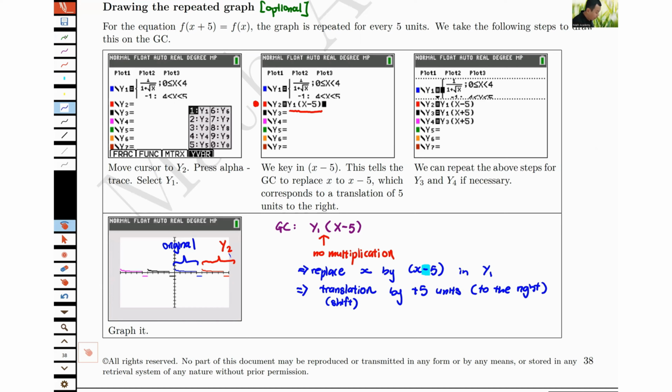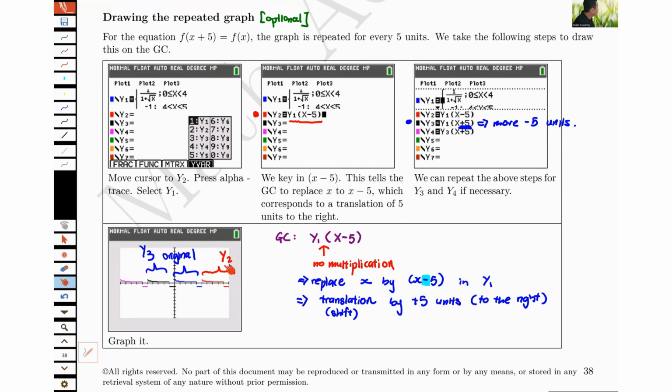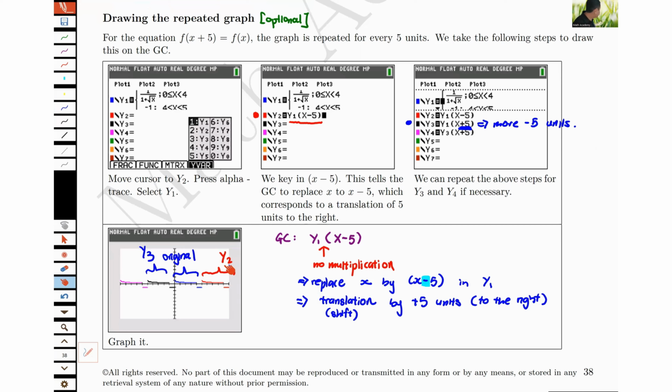So logically, what happens if you need another graph to the left? This graph is my Y3. If I want a graph to the left, what should we replace by? So if you look at Y3, the replacement is now plus 5. Because a plus 5 means you move minus 5 units. And minus 5 units means you're shifting leftwards. But this is optional in the sense that sometimes the graphs are not so complicated like this one. You don't need to draw the Y2 and Y3. You can visualize on your own for the repetition.